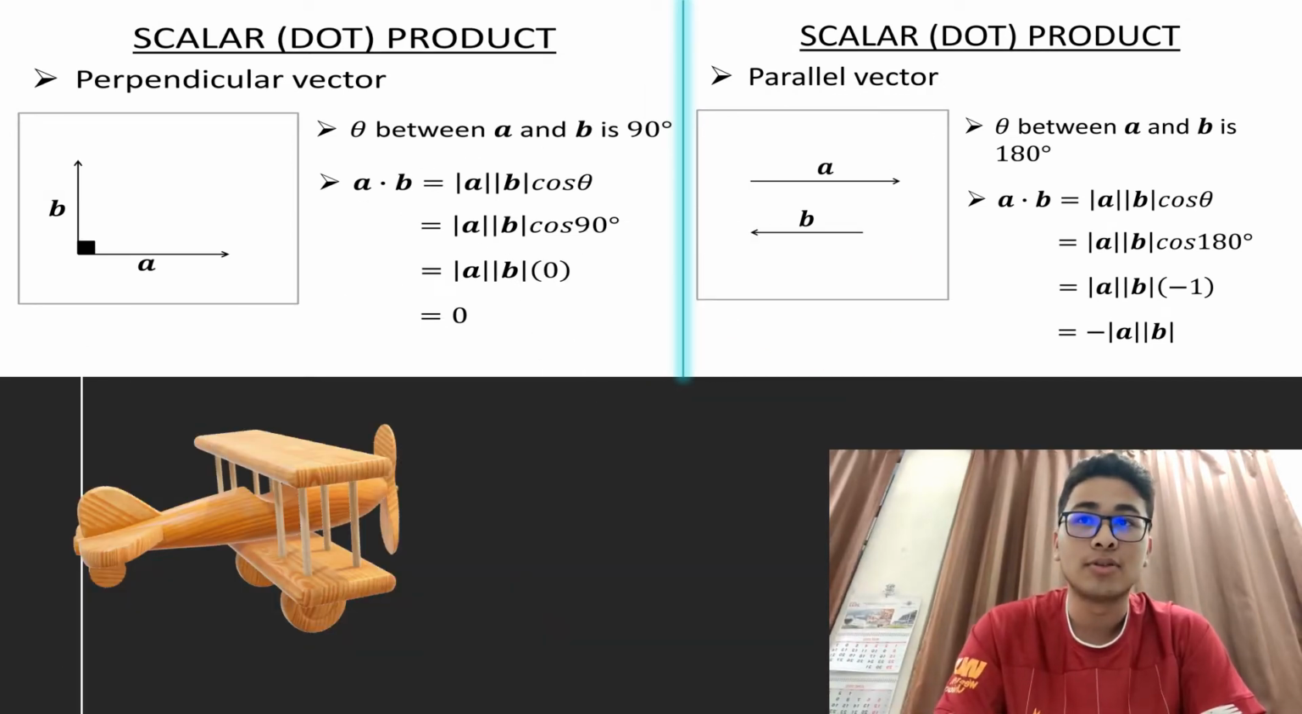Next, we'll have a look at perpendicular vectors, in which the angle between a and b is 90 degrees. So the formula is a dot b equals magnitude a times magnitude b cos 90, in which we know that cos 90 is 0, so the final answer we get is 0. And we also have antiparallel vectors, in which the angle between a and b is 180 degrees. So a dot b equals magnitude a times magnitude b cos 180 degrees, and we get the final answer as negative magnitude a times magnitude b.